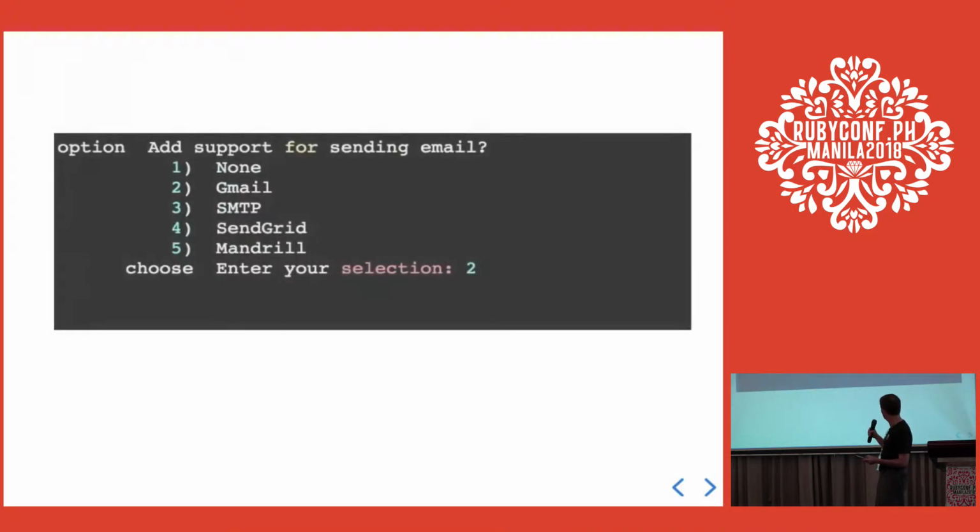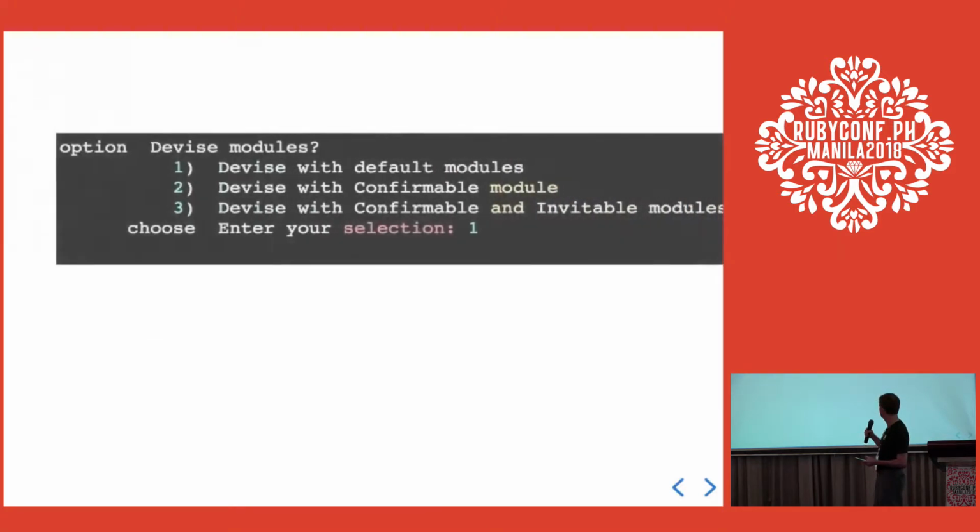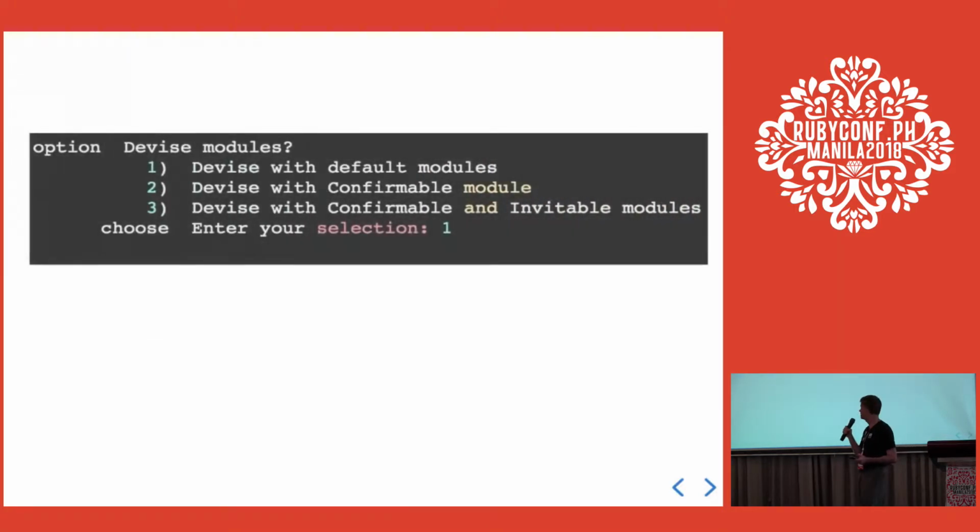And we're going to choose Gmail as a way to send email. You could choose a couple of other services if you prefer. We're going to install Devise, which is an authentication framework that gives us login and logout. Most applications need that.